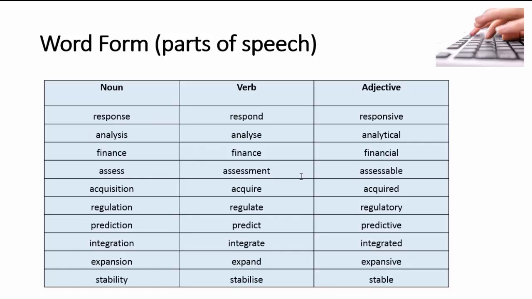Assess, assessment, accessible. Acquisition, acquire, acquired. Regulation, regulate is the verb, and regulatory is the adjective. Prediction is the noun. Predict or predictive is the adjective. Integration, integrate, integrated. Expansion, expand, expansive. And stability, stabilize, and stable. So we can see how these words change depending on their use.